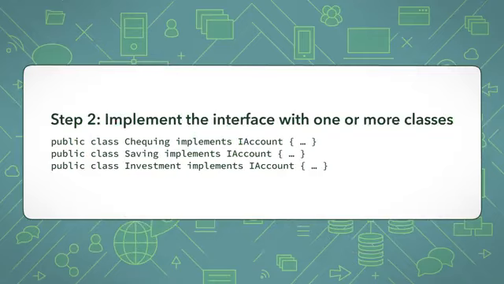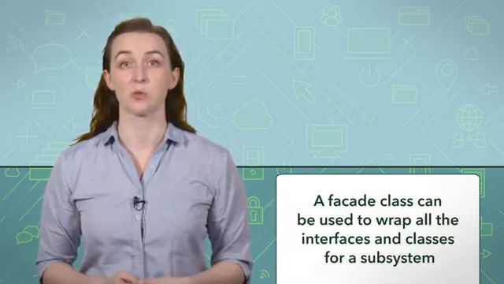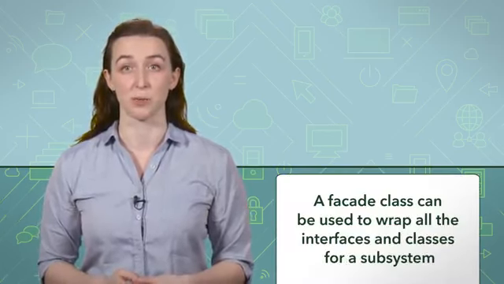Step 2. Implement the interface with 1 or more classes. Remember that interfaces allow us to create subtypes, which means that checking, saving, and investment are subtypes of iAccount and are expected to behave like an account type. Next, you implement your interface with classes that will be wrapped with our facade class. In this example, you are only implementing and hiding one interface, but in practice, a facade class can be used to wrap all the interfaces and classes for a subsystem. It is your decision as to what you want to wrap.